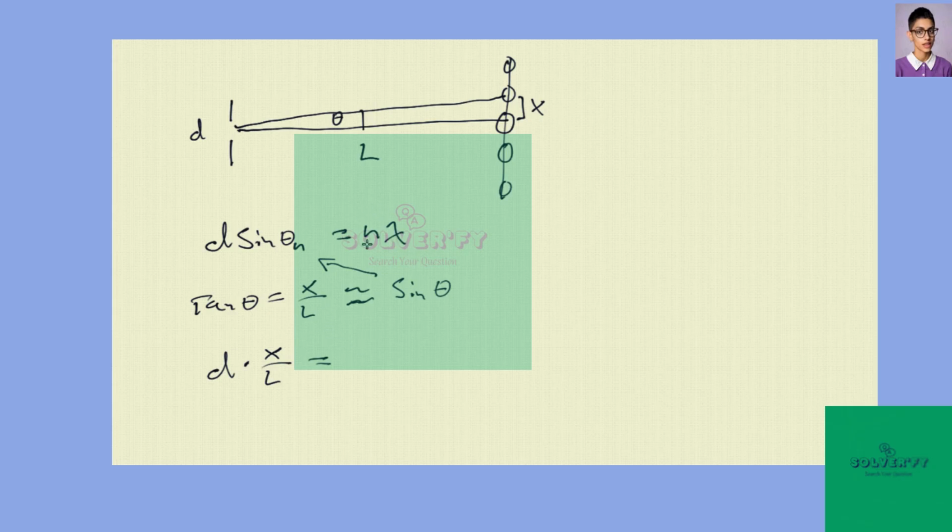equals, and we'll just say n is 1. So this is the first one, between the 0 and the first. So that equals lambda. So we can now solve for x, which will be the separation they're asking for. X is going to be approximately lambda L over d. And now we just have to plug in the numbers they give us.